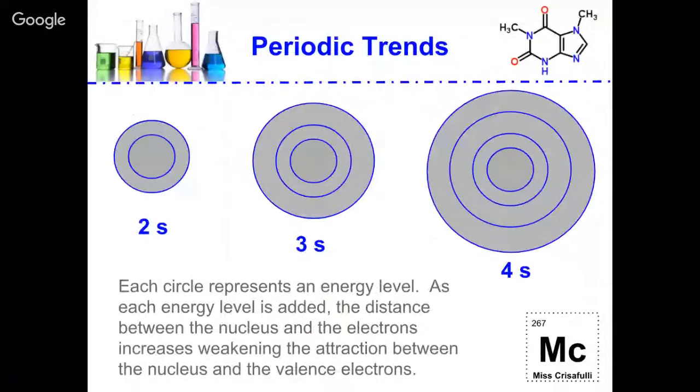If we look at this picture, this represents the size of an atom. Each circle represents an energy level. As each energy level is added, the distance between the nucleus and the electrons increases, and this is going to weaken the attraction between the nucleus and the valence electrons. That should make sense. The further you pull the positive end of a magnet and the negative end of a magnet away from each other, the less they're going to be attracted to each other.